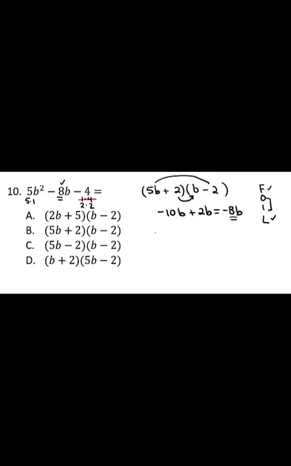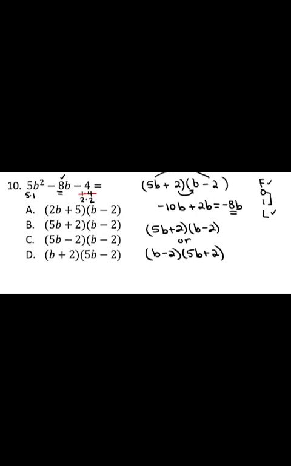So now I have factored, and my answer is going to be 5b plus 2 times b minus 2. Or vice versa. You could also write it down as b minus 2 times 5b plus 2. The answer is letter B.